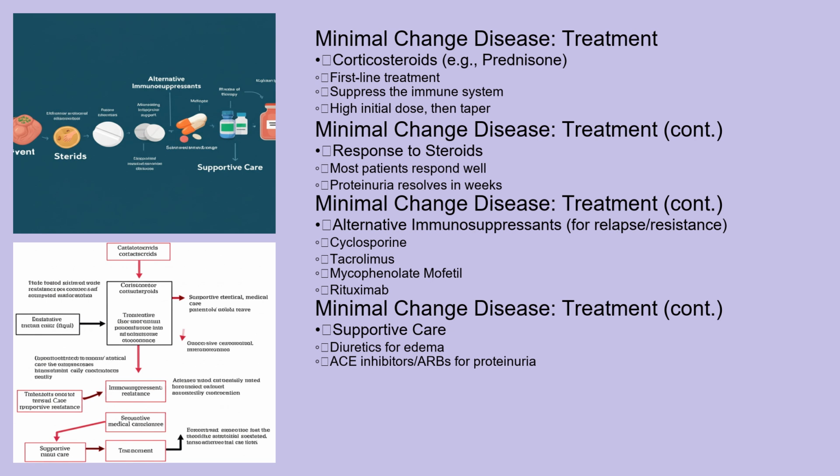The cornerstone of treatment for minimal change disease is corticosteroids, such as prednisone. These medications work by suppressing the immune system, which is believed to be involved in the underlying pathophysiology. Typically, a high dose of corticosteroids is given initially, followed by a tapering schedule to minimize side effects. In most cases, patients respond very well to steroid therapy, with proteinuria resolving within a few weeks. For patients who relapse frequently or are steroid-resistant, other immunosuppressants, such as cyclosporine, tacrolimus, mycophenolate mofetil, or rituximab may be used. Supportive care, including diuretics to manage edema, and ACE inhibitors or ARBs to reduce proteinuria, are also important.